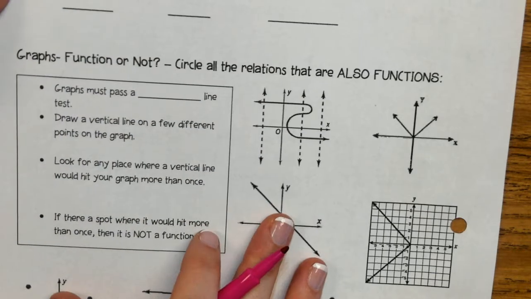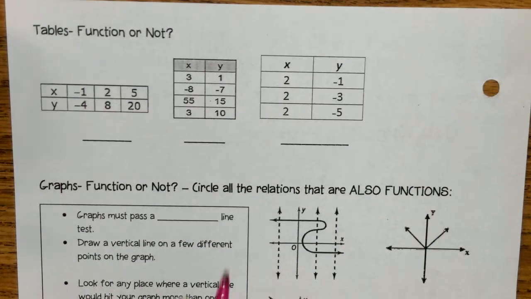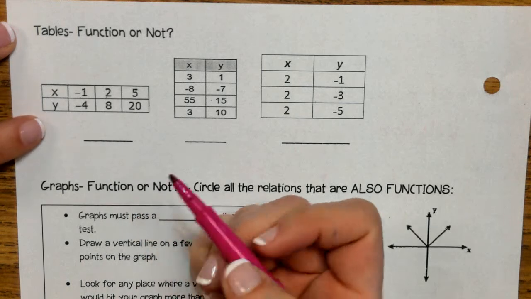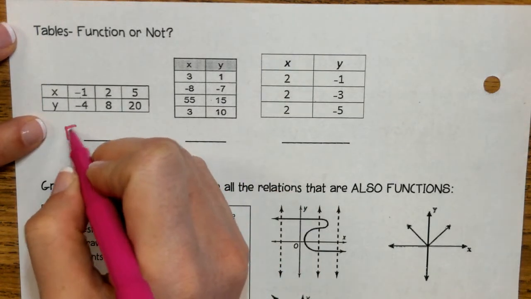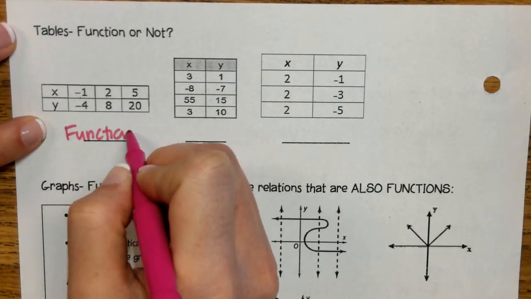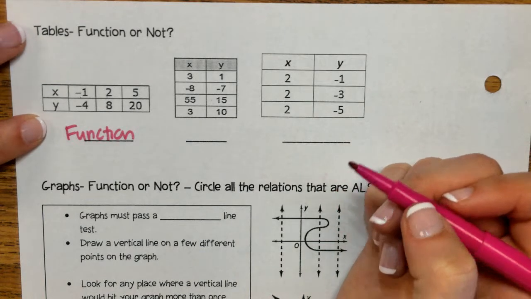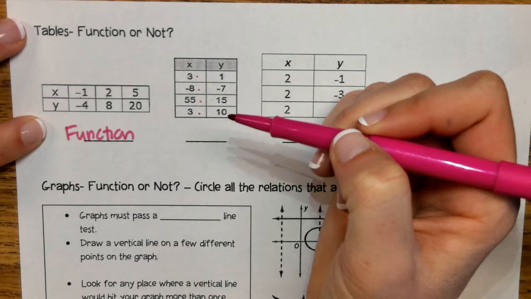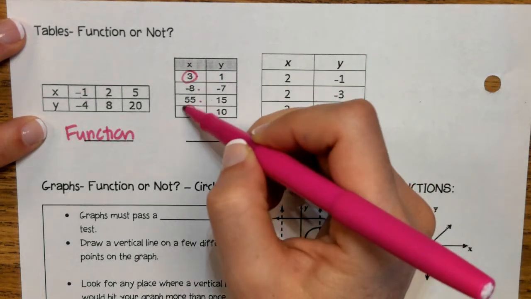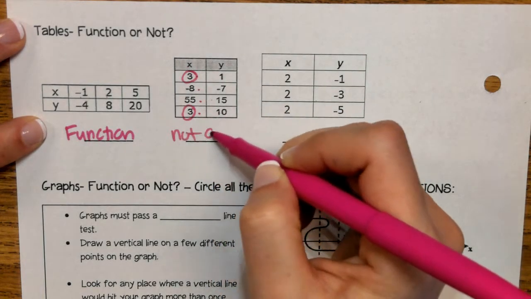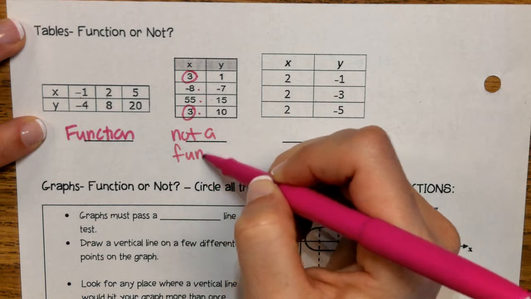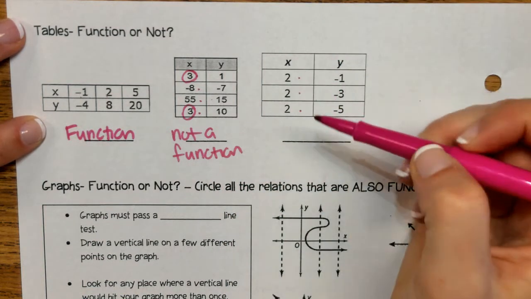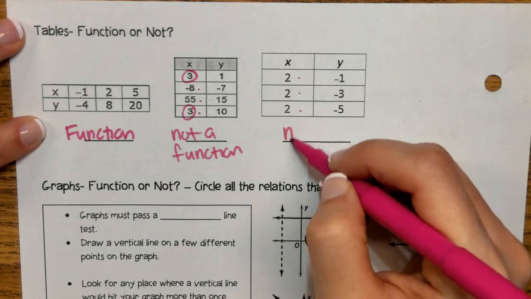Okay, on the back, in a table, our x values here are negative 1, 2, and 5. Is that a function? Yes. The next one is 3, negative 8, 5, and 3. No, because this 3 repeats. You gotta be careful. And the last one is 2, 2, and 2. Is that a function?